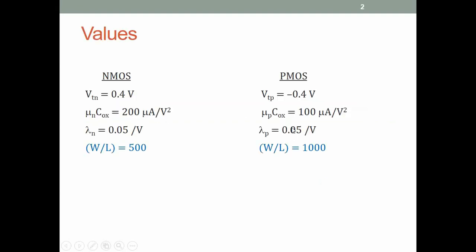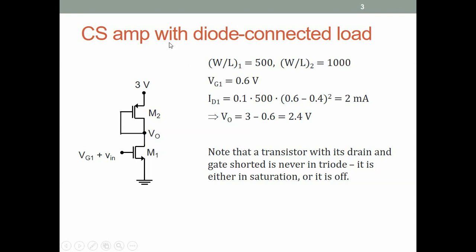So here are the numbers, the same as before, only now the W by L's for the NMOS and PMOS are 500 and 1000. So let's start with the CS amp with a diode connected load. So this is the circuit. The driver transistor is an NMOS. The input is applied to the NMOS gate. And the load is a PMOS whose gate and drain are connected together.